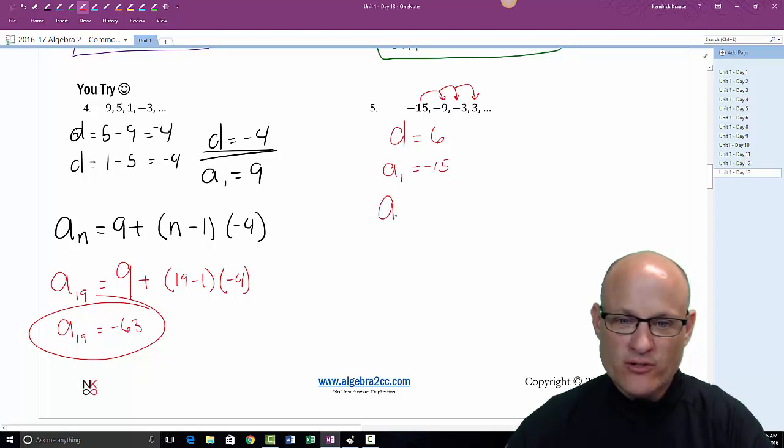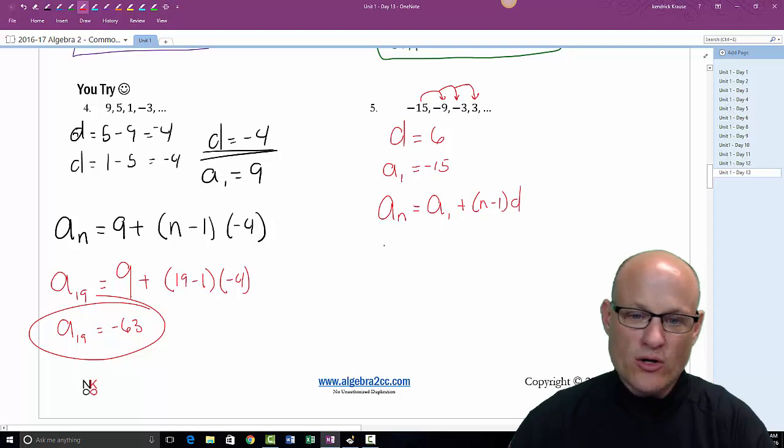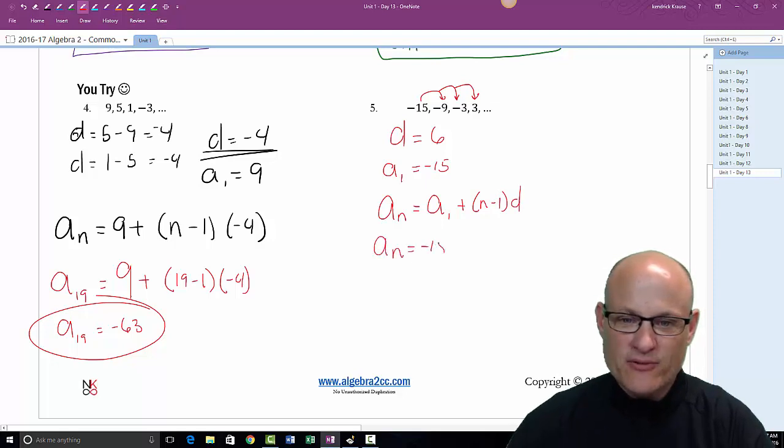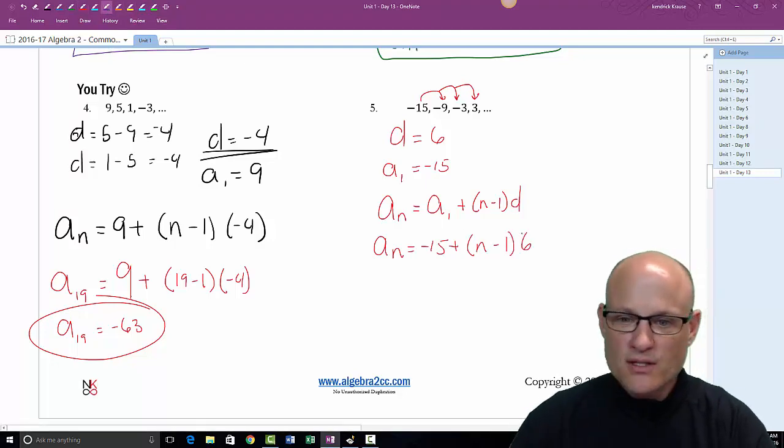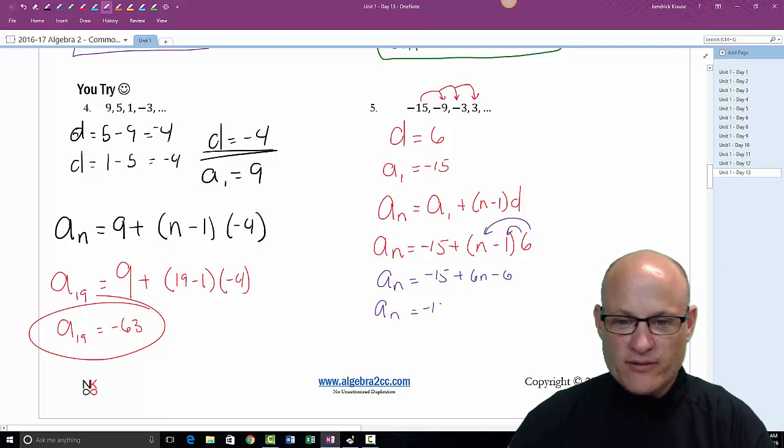So my formula or my equation is a sub n equals a sub 1 plus n minus 1 times d. Or in other words, a sub n is equal to negative 15 plus n minus 1 times 6. I'm going to distribute this one. a sub n equals negative 15 plus 6n minus 6. Distribute the 6. So I get a sub n is equal to 6n minus 21.